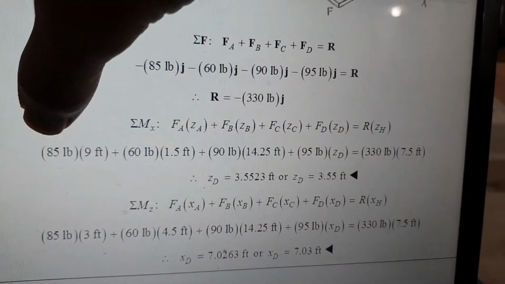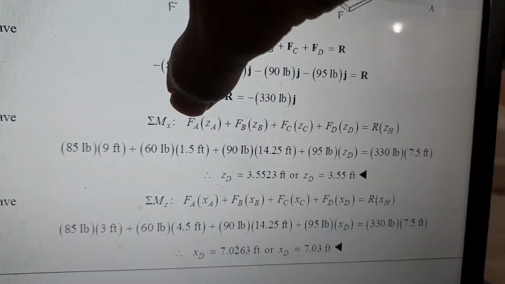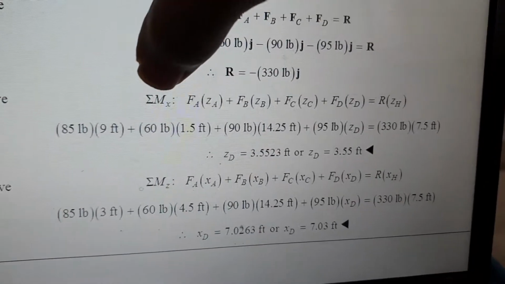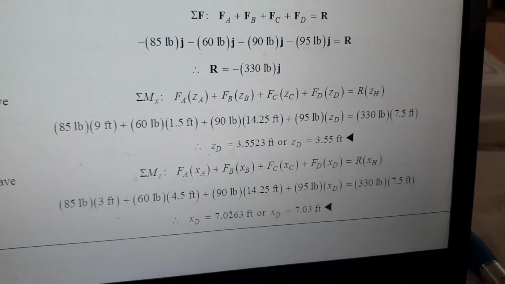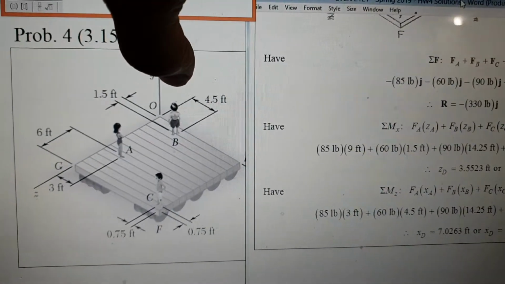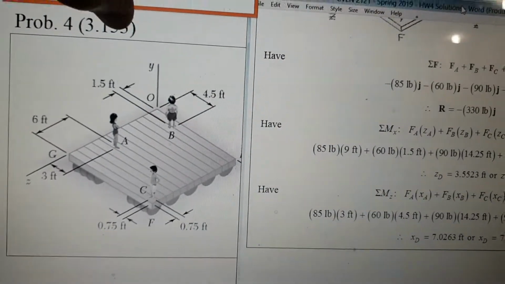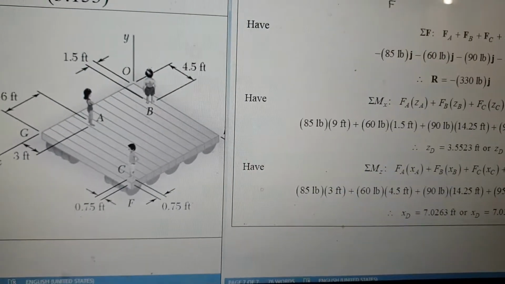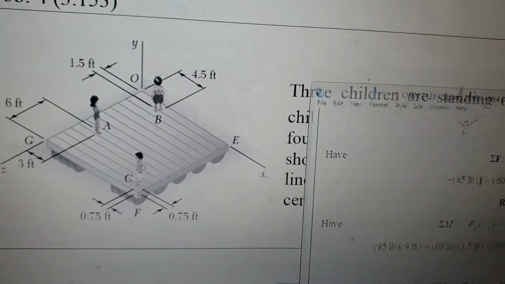Now let's see the first one. We're going to do the summation of moment around the x. So we're going to do force A times zA, the distance toward the x, because we're doing the summation of moment at x. So let's do the first one, 85. Which one is 85? It's the first one, A, and it is 9 feet.